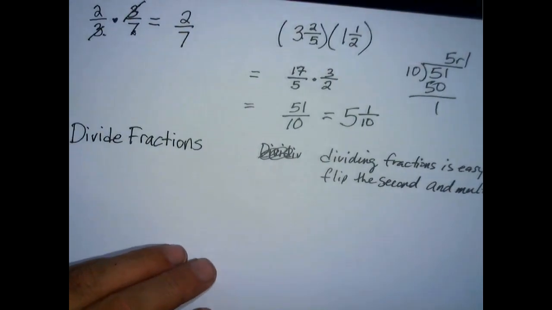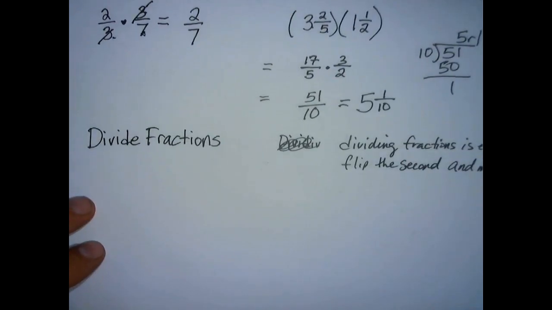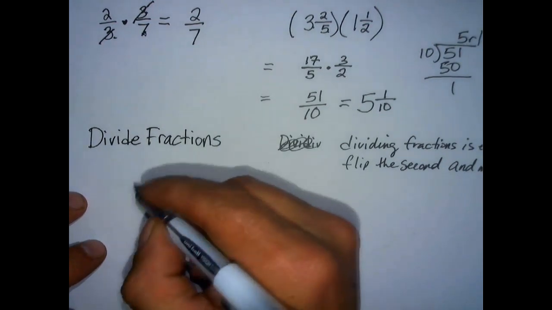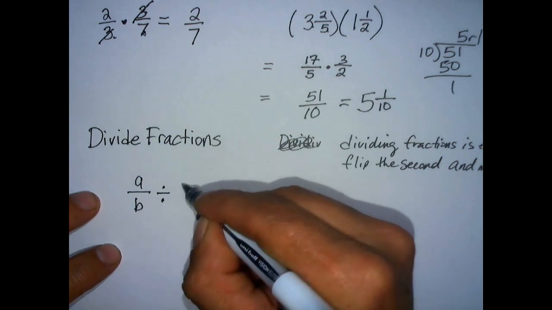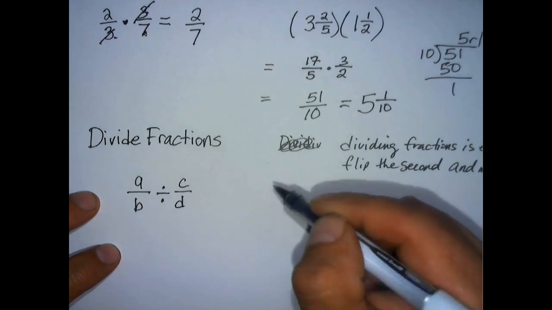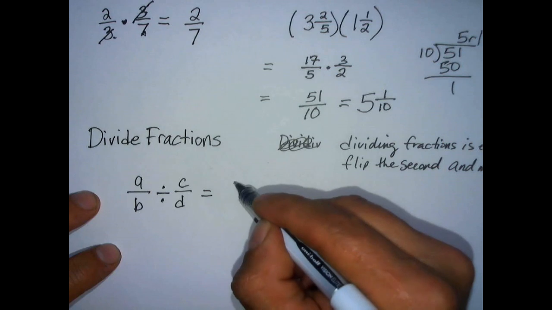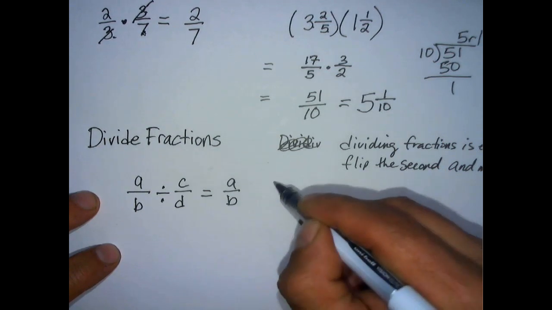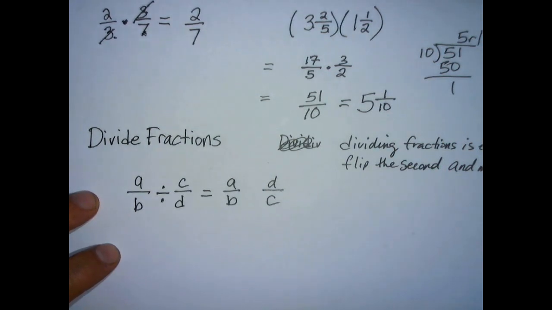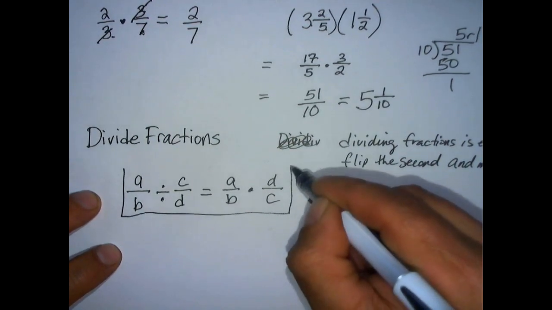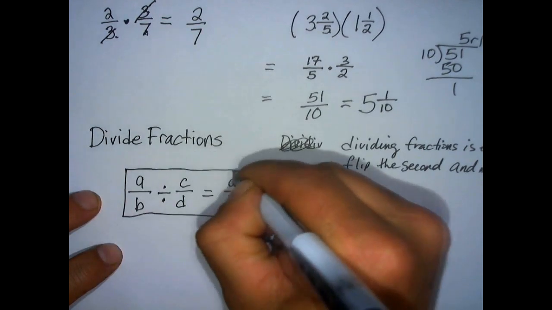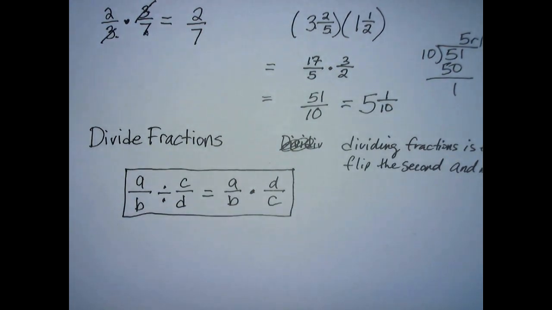Because division and multiplication are inverses. So if you say A divided by B divided by C over D, that is the same as flip the second and multiply. Unfortunately, add and subtract is not the same. Easiness. Okay.